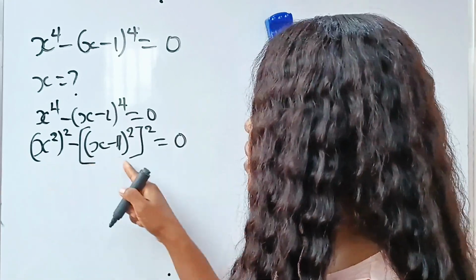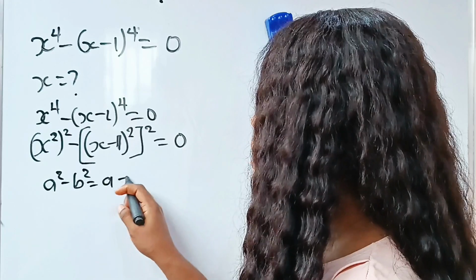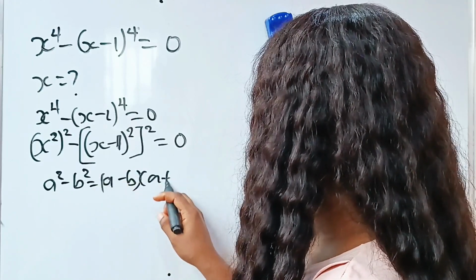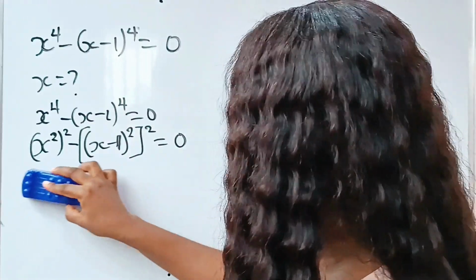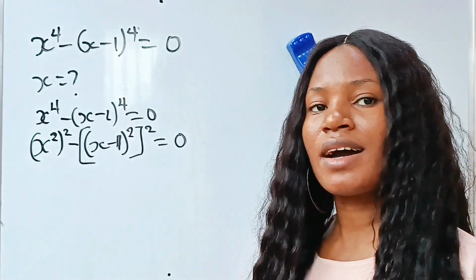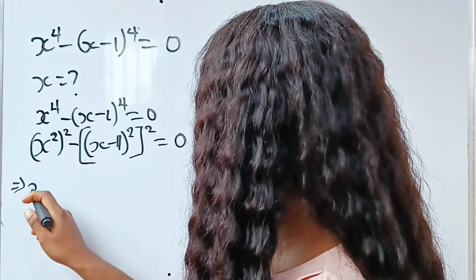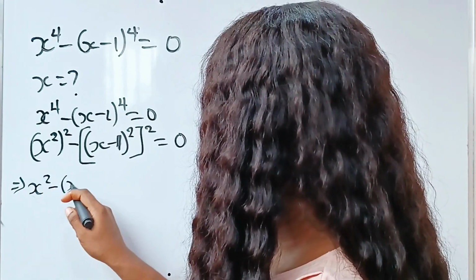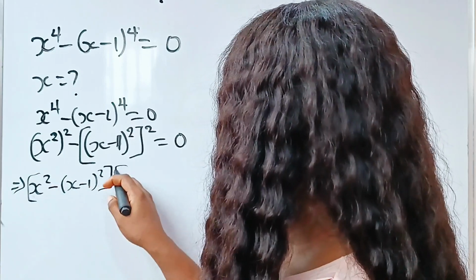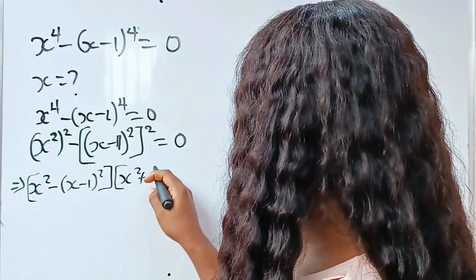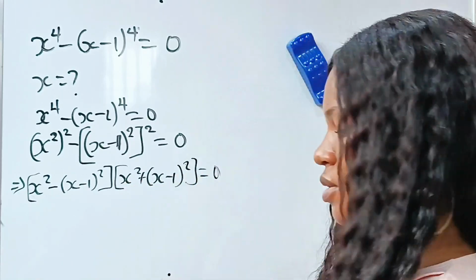Now, we have difference of two squares, where a squared minus b squared is equal to a minus b multiplied by a plus b. Okay, so this is our a and this is our b. Let's go ahead and express this in that form. So this implies that x squared minus x minus 1 squared, multiplied by x squared plus x minus 1 squared is equal to 0.